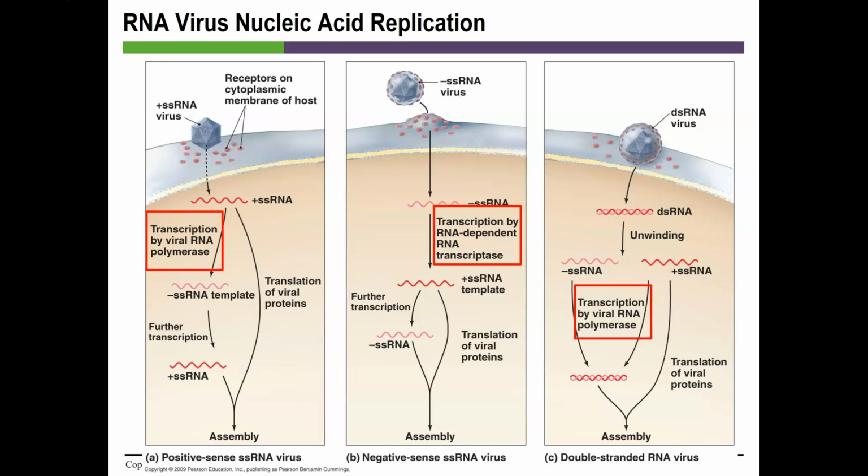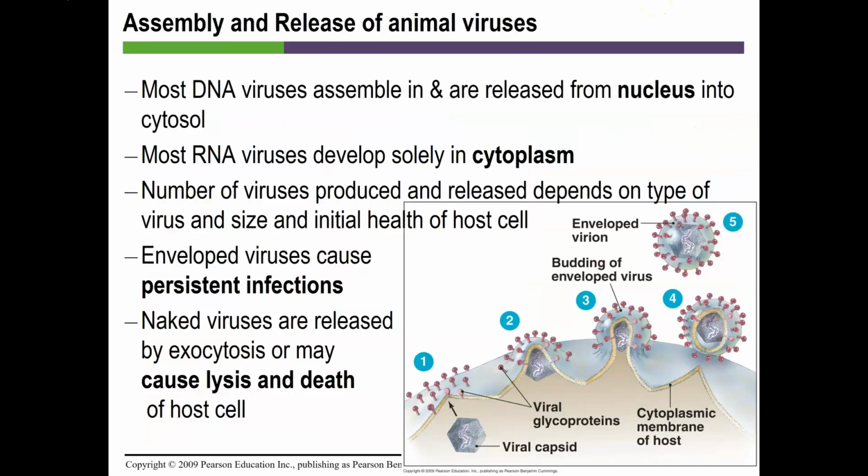When it comes to assembly and release of the viruses, different scenarios exist depending on the virus. If the virus is a DNA virus and it's actually being synthesized in the nucleus, it could bud out of the nucleus into the cytosol and exit the cell. RNA viruses develop in the cytoplasm and they potentially bud out from the cell membrane. But the envelope viruses acquire the envelope, which is membrane, from their host cell.